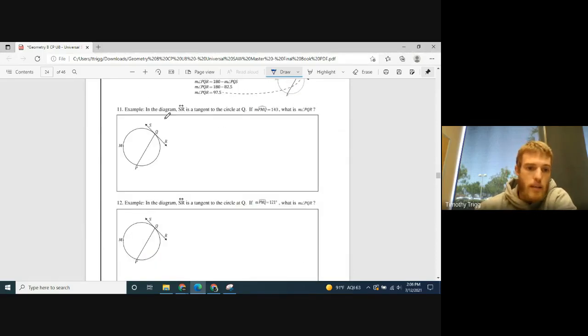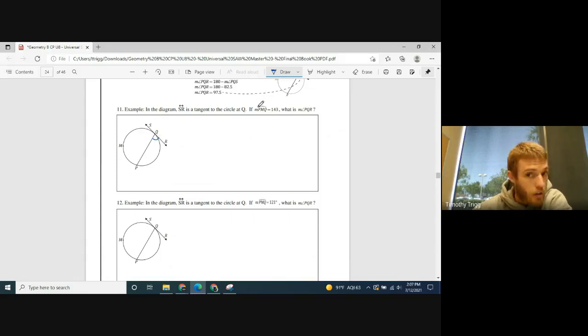So in the diagram, SR is tangent to circle Q, or tangent to the circle at Q. If the measure of arc PMQ is 134, what is the measure of angle PQR? So we're looking for the measure of the angle PQR. That's what we're looking for. We want to know what that angle is.